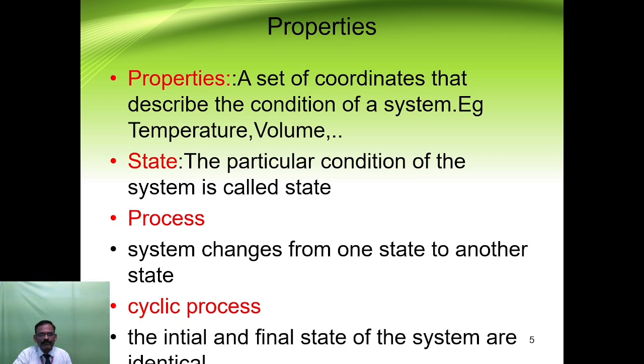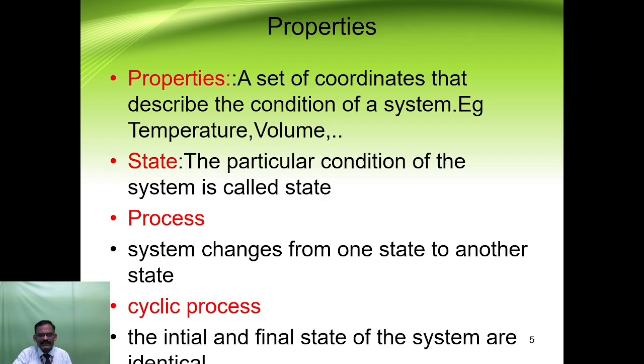Properties. The properties are the coordinates that describe the condition of a system. Examples: temperature, volume, pressure, and some other things. Then the state. State is the particular condition of the system. For example, we can say liquid state, solid state, gaseous state. So mainly we say these three states. State is nothing but the particular condition of the system.